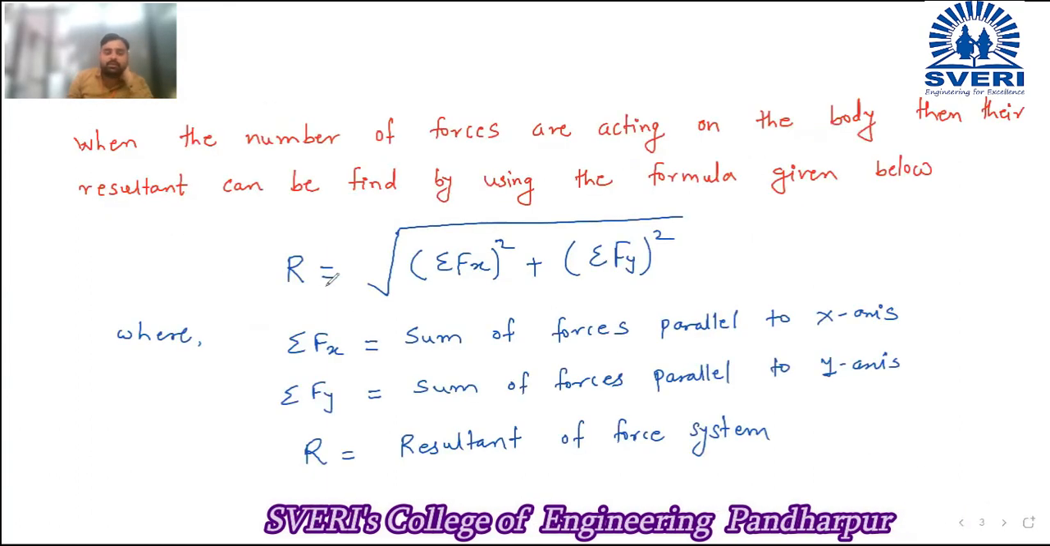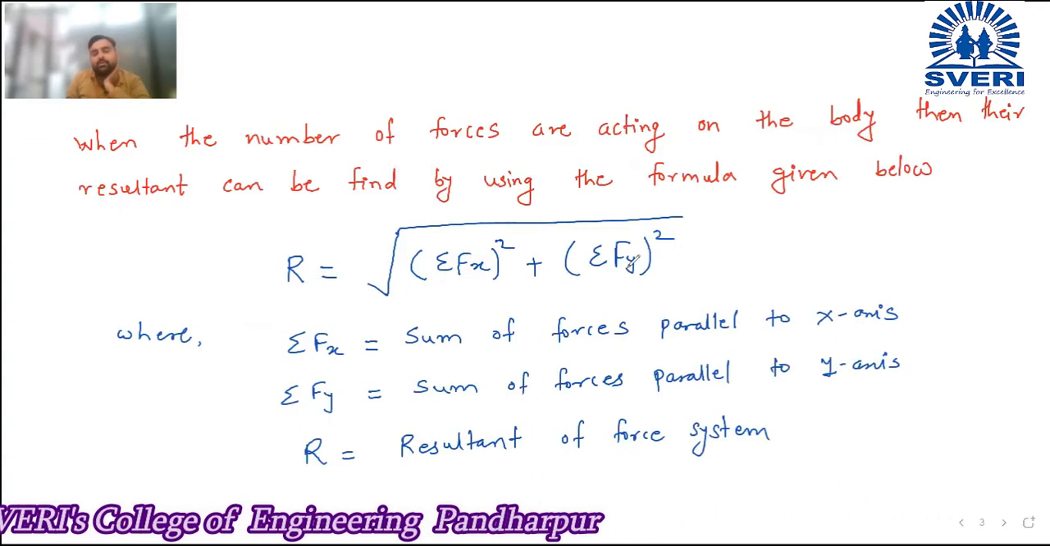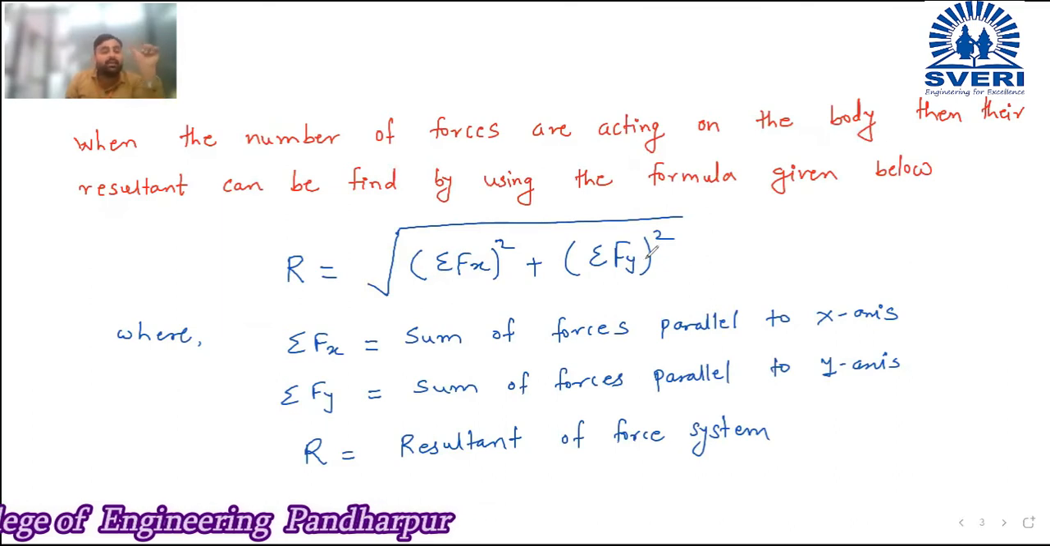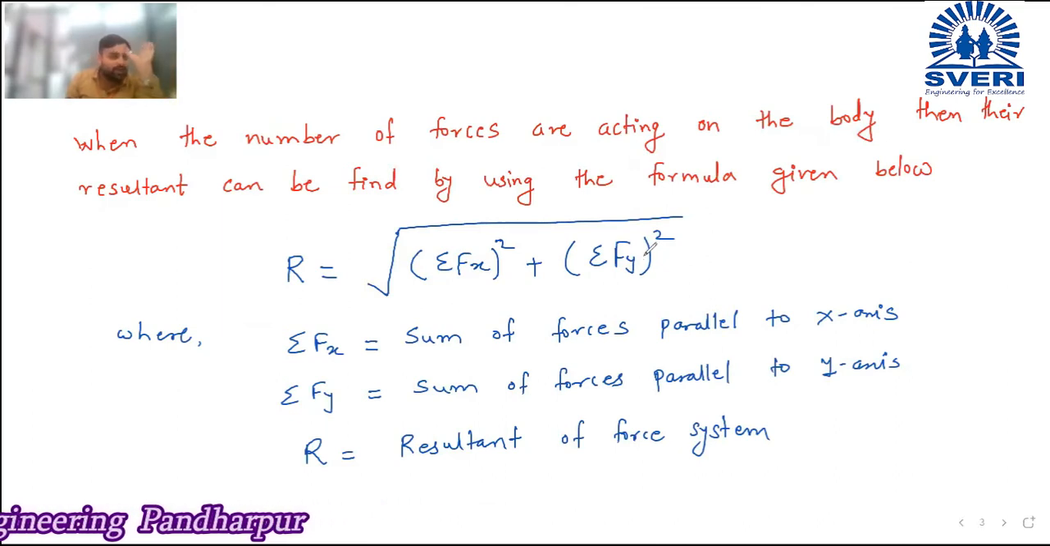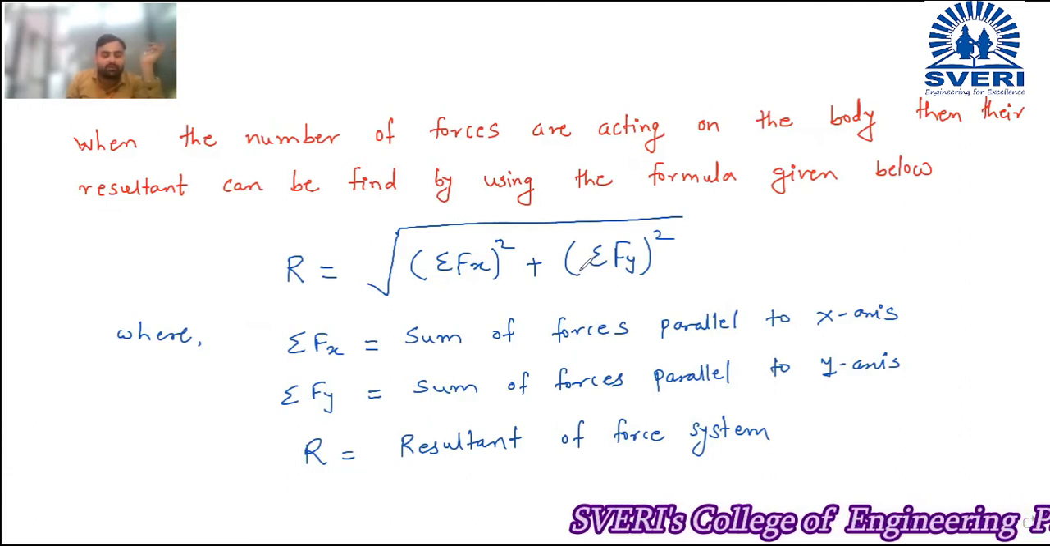So here you can see, by using this formula R is equal to under root summation Fx square plus summation Fy square, you will get the magnitude of the resultant. You will get some value, 5 kilonewton, 10 kilonewton, 15 kilonewton, after solving this. So you will always get the magnitude of the resultant. But still we need to calculate the direction of the resultant.